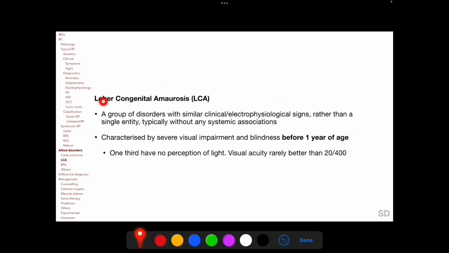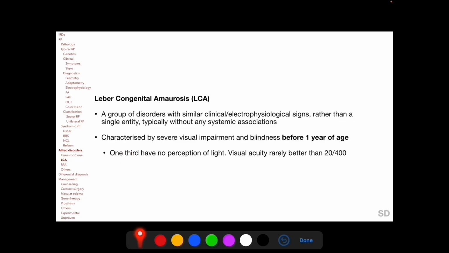Leber congenital amaurosis is a group of disorders with similar clinical and electrophysiological signs rather than being a single entity, and typically without any systemic associations, and is characterized by severe visual impairment and blindness before 1 year of age.